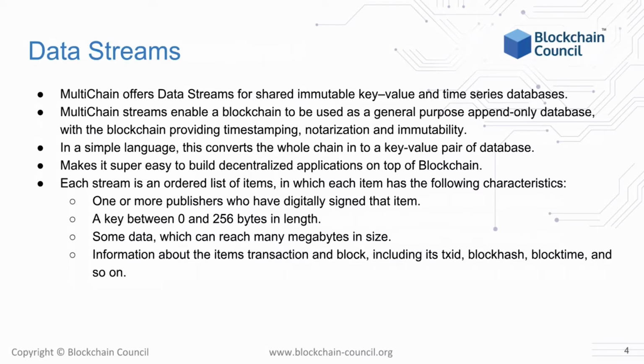Each stream is an ordered list of items in which each item has one or more characteristics. Now, these items are digitally signed by one or more publishers who publish the item into the stream. The key for this should be between 0 to 255 bytes in length. Sometimes there is data which can reach many megabytes in size, which then has to be put in a hexadecimal string. This way, you can encode any data into a hexadecimal format for pushing it further. Information about the item's transaction and the block where the transaction or the item is stored is available in TXID, block hash, block time, etc.